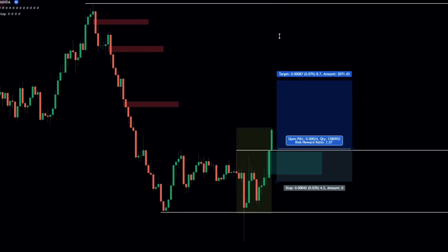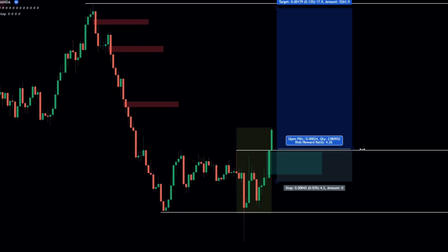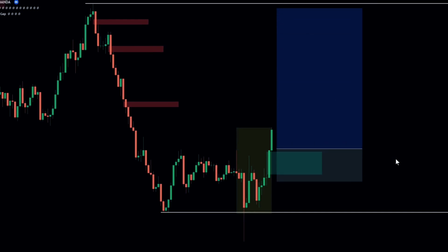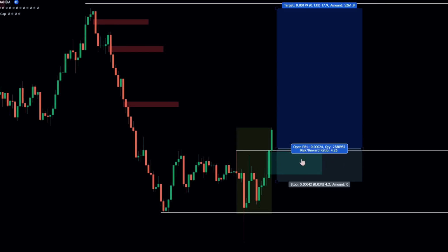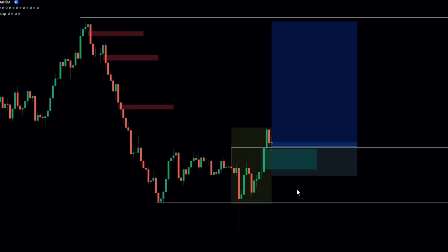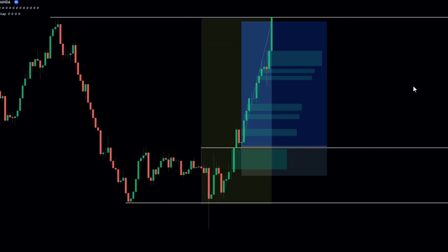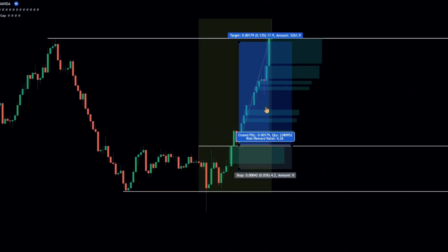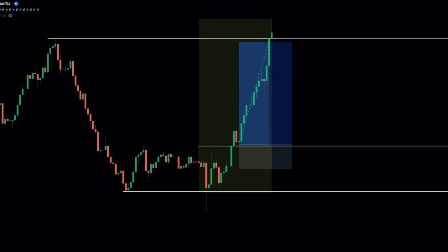If price revisits the fair value gap, it should activate our buy order, ideally heading toward take profit. Let's see what happens. And just like that, price comes back, fills the fair value gap, activates our long position, and eventually hits take profit. That's a solid trade with a risk-to-reward ratio of over 1 to 4. Of course, for a short position, we do the opposite.